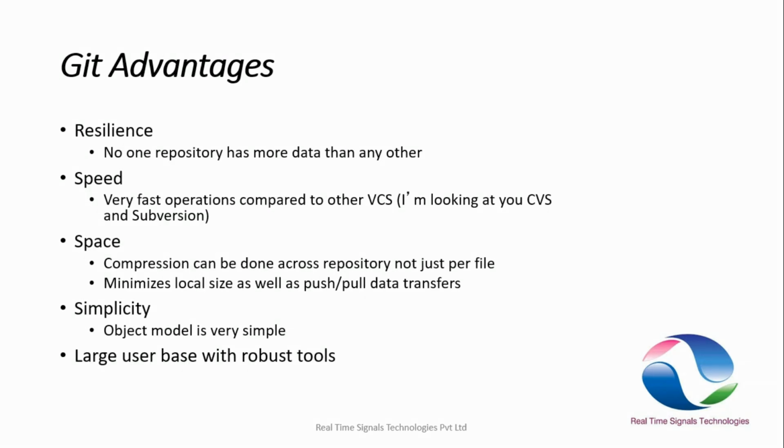Git advantages. 1. Resilience. No one repository has more data than any other. 2. Speed. Very fast operations compared to other VCS. 3. Space. Compression can be done across the repository, not just per file. Minimizes local size as well as push-pull data transfers. 4. Simplicity. The object model is very simple. 5. Large user base with robust tools.